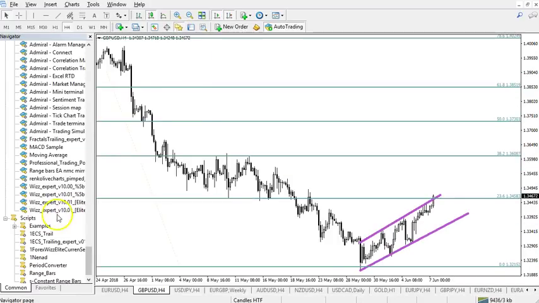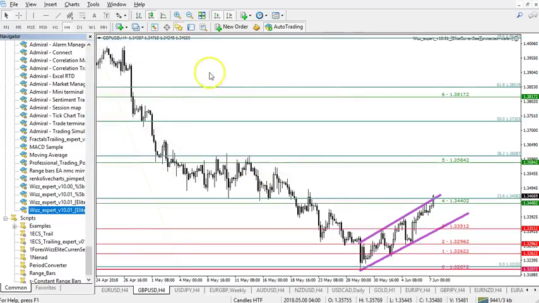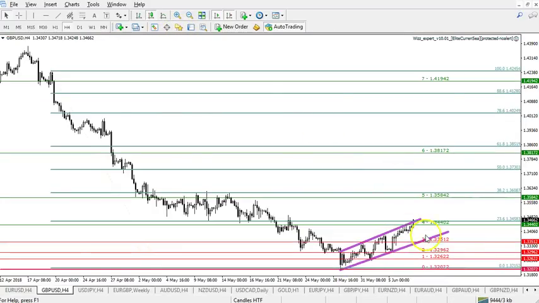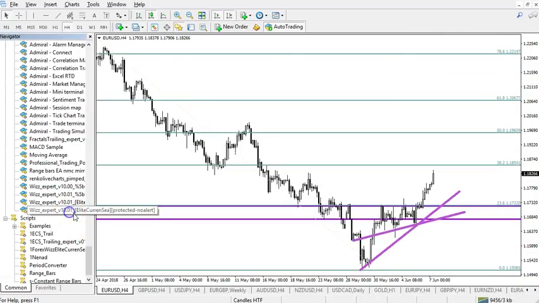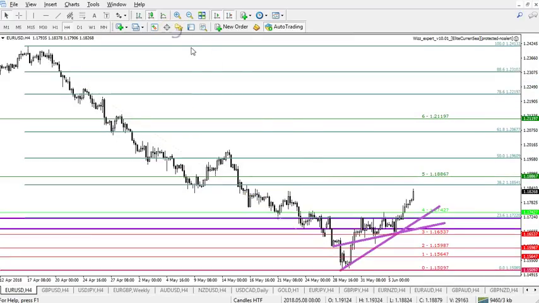We can add the Wiz tool, by the way, to these bottoms, and I forgot to do that with the euro dollar. You can see that roughly level 4 and level 5 are key zones for retracements, and on the euro dollar we can do the same. And here too you see that 5th Wiz level. So those are key areas, and that's where I would expect price to turn.